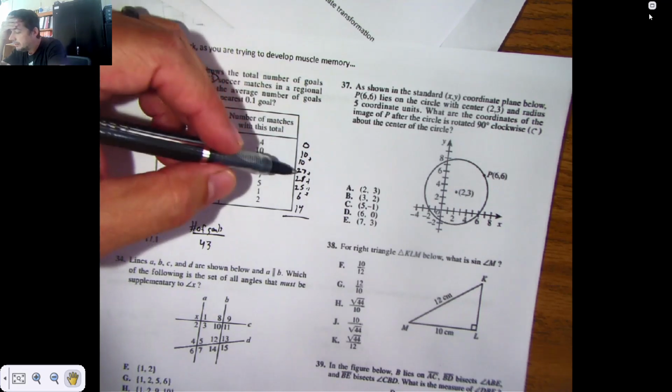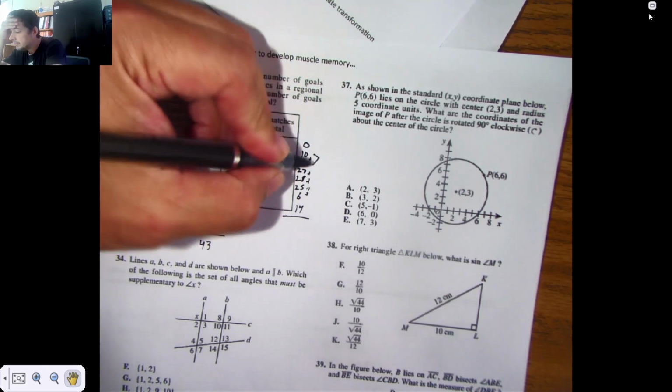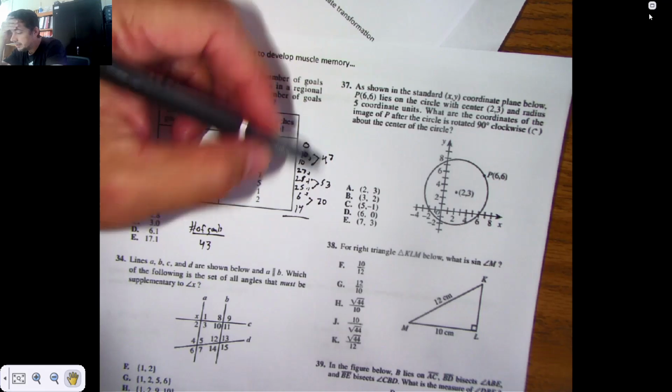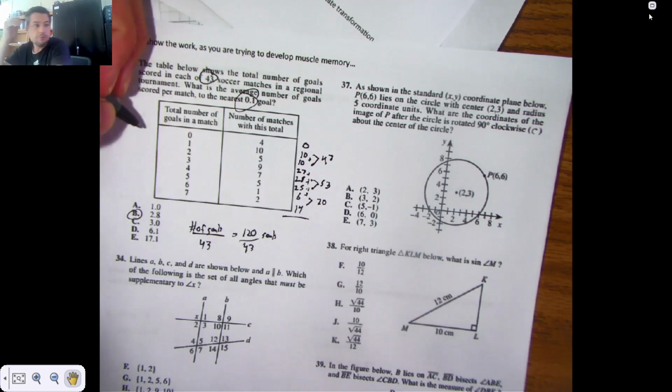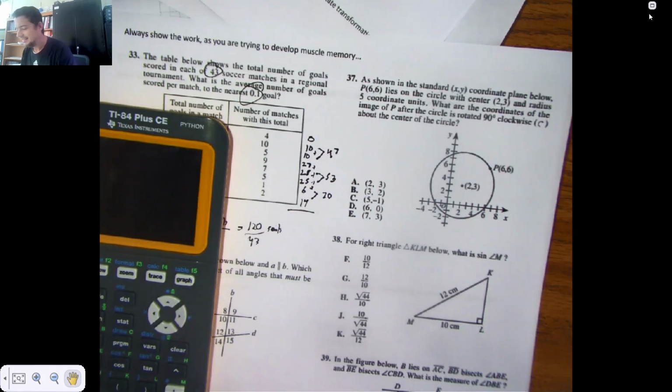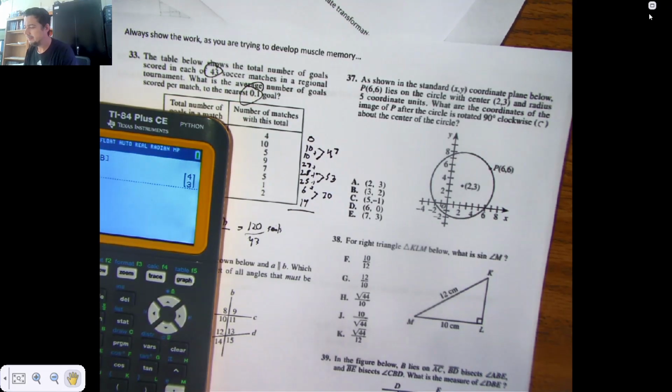We got 20, 47 here. We got 28 and 25 makes 53. We got another 20 there. 47 and 53, that makes 100. So there's 120 goals in 43 games. And they wanted the nearest tenth. I'm willing to bet that's 2.8. It's not going to be 3. Willing to bet it's 2.8.